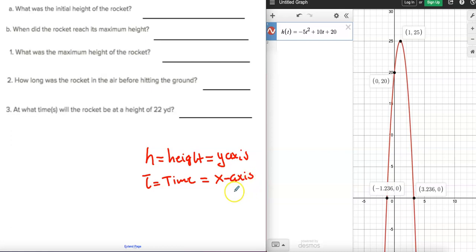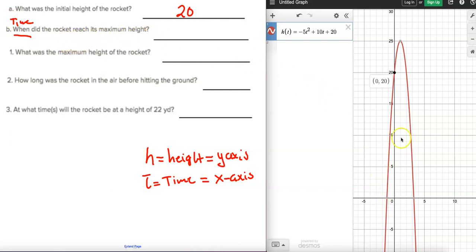So if I'm looking for the initial height, that means before the rocket was launched, no time has gone by. So my coordinate for my initial height should be at 0, 20. So the initial height of this rocket before it was launched is just 20. That was the height. And then it says, when did the rocket reach the maximum height? Notice here it says when, so of course when, we're talking about time.